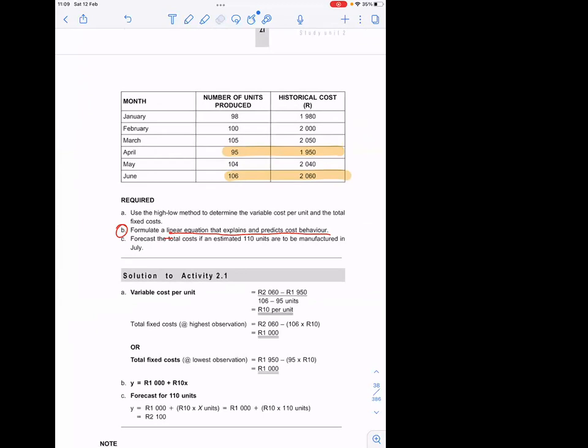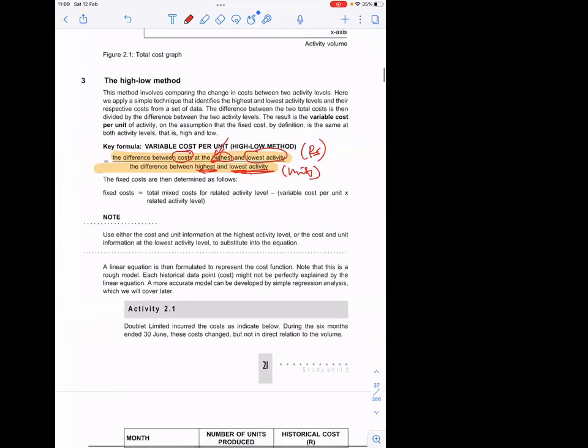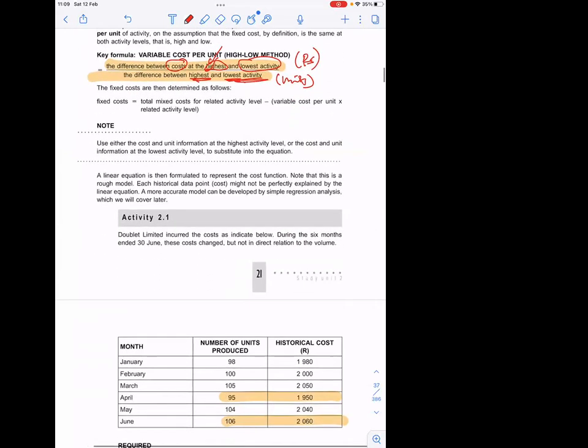Now in B, we are now saying, forecast the total cost if an estimated 110 units are to be manufactured in July. Now we want to forecast our cost, right? In forecasting or predicting cost, you use your high-low method.